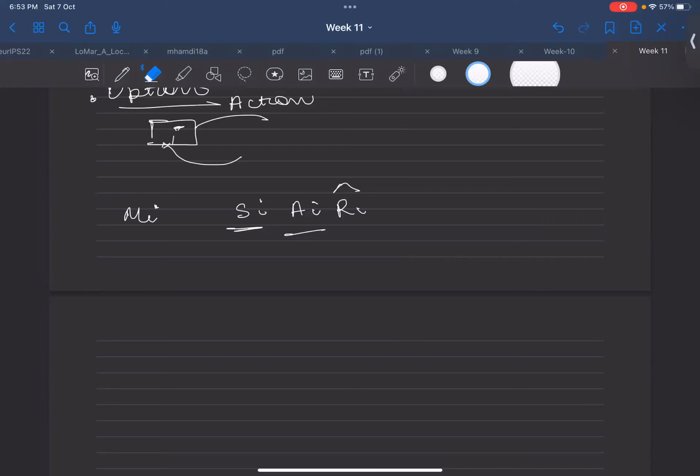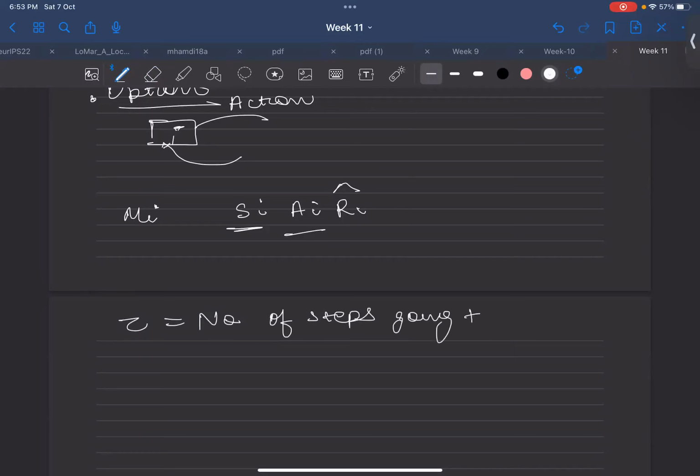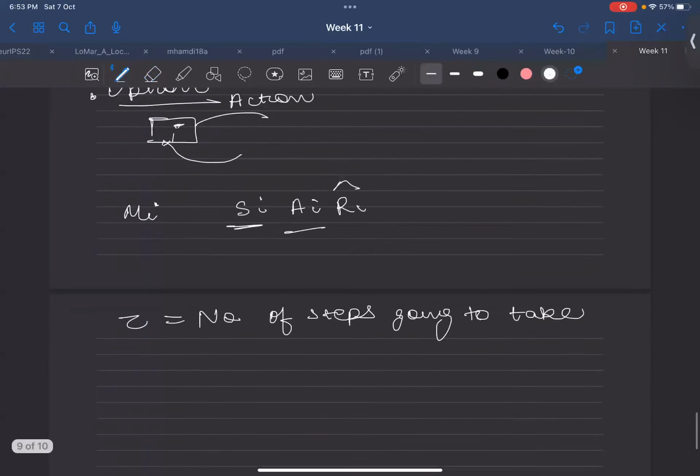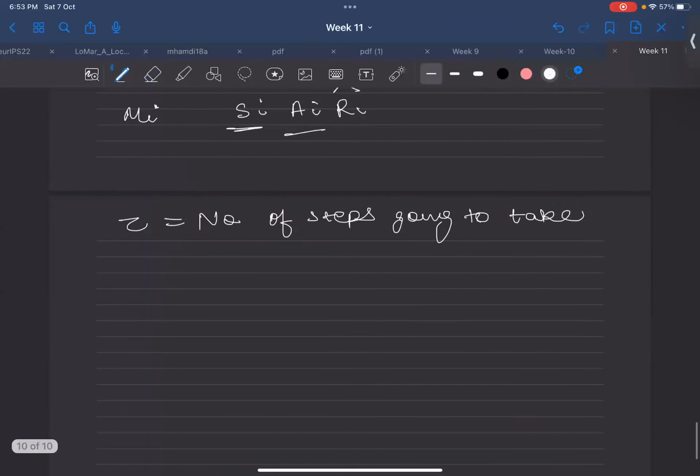Okay. Now coming to this part, tau. Let us say tau is the number of steps going to take. We'll write and then we'll go through everything.